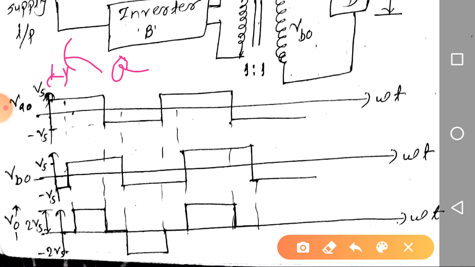Now, as we know, the voltage across the load is the addition of these two voltages. If we add during this interval, the output voltage is plus Vs minus Vs, so it will be 0. Next, during this interval, Vs plus Vs is 2 Vs. Next, again minus Vs plus Vs is 0 for this interval. After this, minus Vs minus Vs is minus 2 Vs. Again after this interval it will be 0, again 2 Vs, again 0. So if you check the output voltage across the load, it is a quasi-square wave.